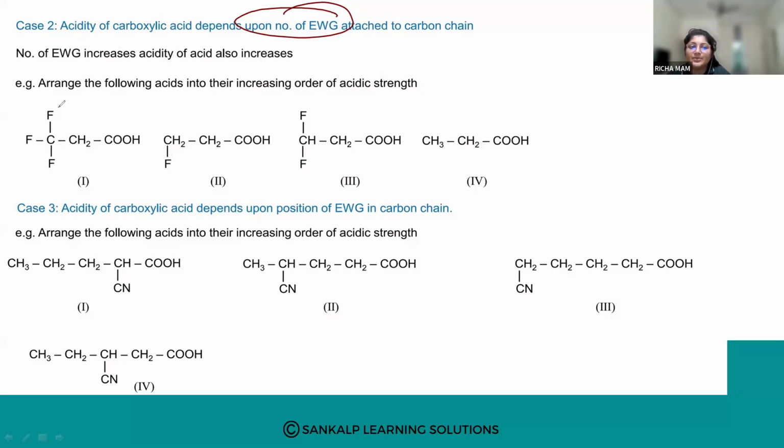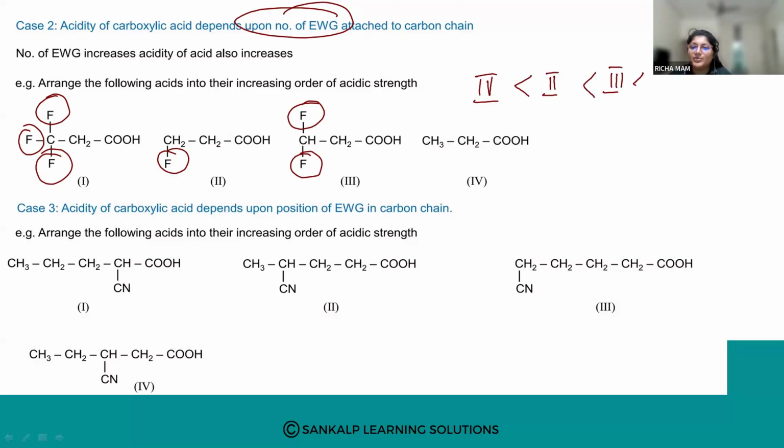So here are a few examples. How many are there? Here 3 electron withdrawing groups are there, here 1, here 2, and here there are none. So how can you arrange the increasing order? First is the 4, because there is no electron withdrawing group. Then your second, then your third, and then your first. So this is the order. As the number of electron withdrawing groups increases, acidity also increases. The first has the most electron withdrawing groups, so the acidity will be highest there, and lowest in the one with none.